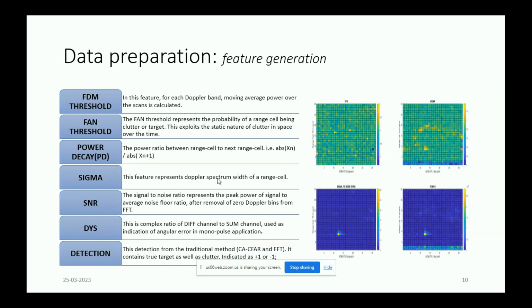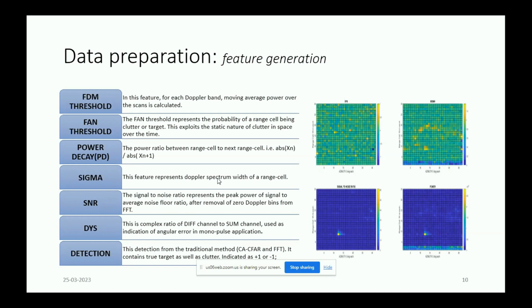Then there is a power decay, which is nothing but the ratio of the power between two neighbor range cells. And there is a sigma, which represents the spectral Doppler width of a particular range cell. And then there is a signal to noise ratio, which we have calculated from the FFT by taking the ratio of its peak power to the average noise floor power, by removing the DC component, which are the extreme Doppler bins in the FFT. And then there is a D by S, which is a complex ratio of our difference channel to the sum channel, and it is used to indicate the angular error in the monopulse application.